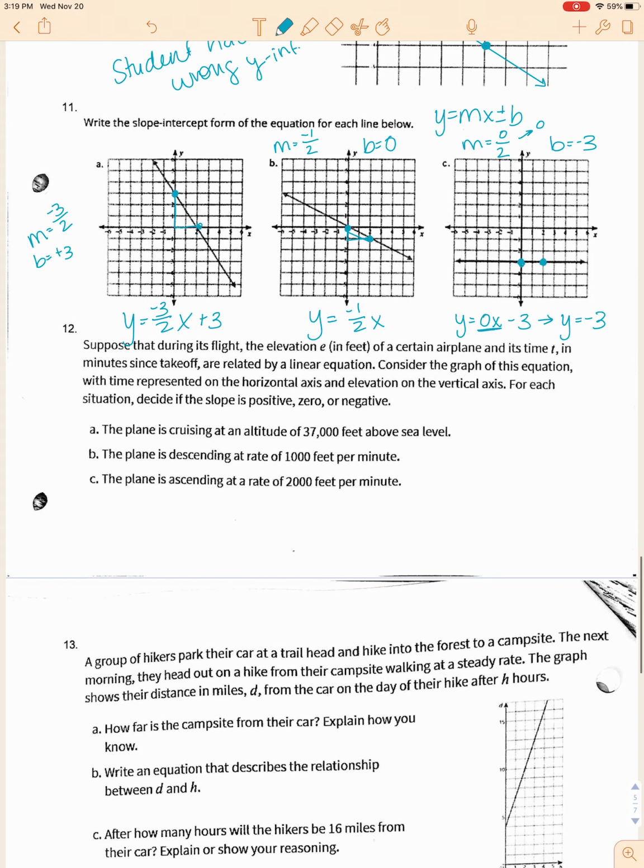Number 12 is just testing your knowledge of understanding what positive, 0, and negative slope represents in context. So you have this plane and it's cruising and it's descending and it's ascending, and I want to know which one represents what type of graph. So go ahead and read 12 and then tell me if A, B, and C are positive, 0, or negative slope. Remember, 0 slope is a flat line, positive slope is increasing or going uphill, and negative slope is decreasing or going downhill. Pause.